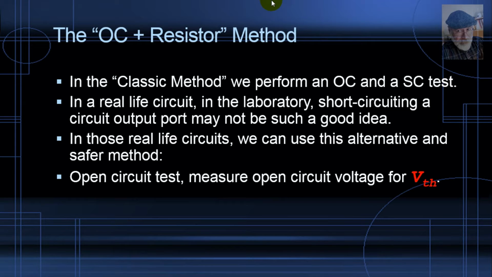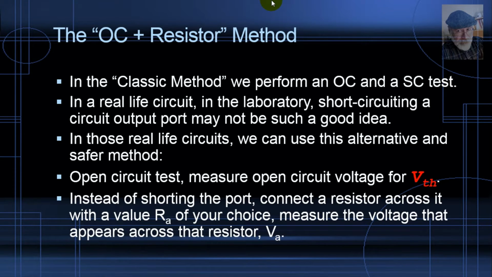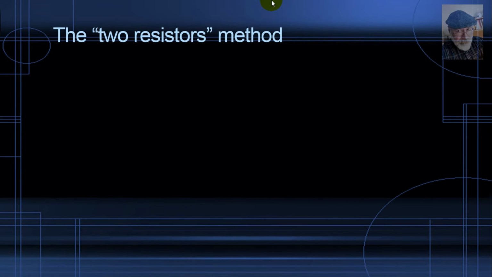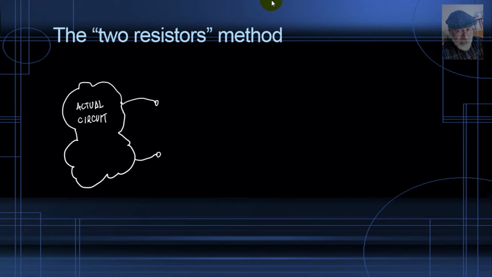But next, instead of short-circuiting the port, we apply a resistor with a known value of our choice, Ra, and once we connect that to the port, we measure the voltage that appears across the resistor, Va, or we compute that with MNA. And then what? Well, think of it. In the actual circuit, we connect the resistor, let's say Ra, and then we measure what is the voltage Va that appears.